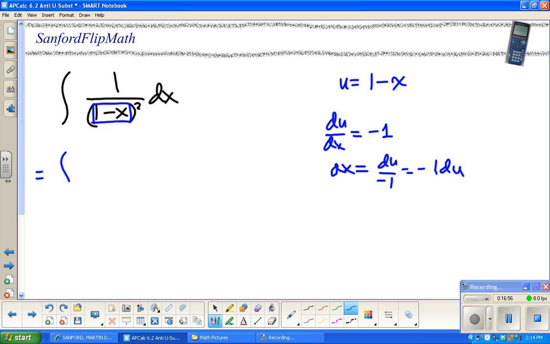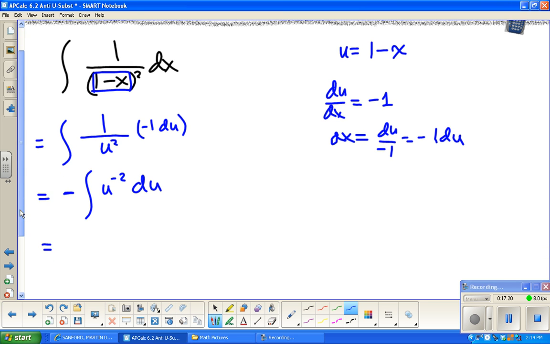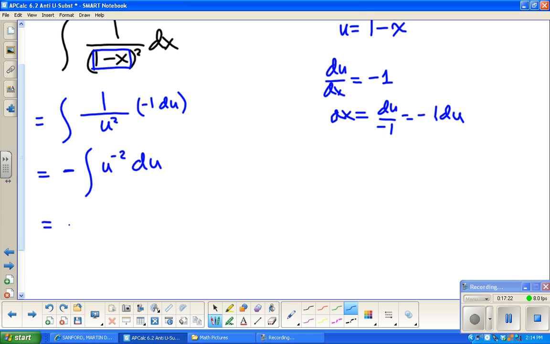Okay, so I'm going to keep going. 1 over u squared. Now, in place of dx, I'm going to write negative 1 du. Okay, and again, I'm just going to rewrite the form. I'm not doing an antiderivative now. I'm going to bring the negative out in front. I'm going to write this as u to the negative 2 du. That's a power function. That's something I know how to deal with. I just add 1 to the exponent and divide by the new exponent. So I still have my negative.